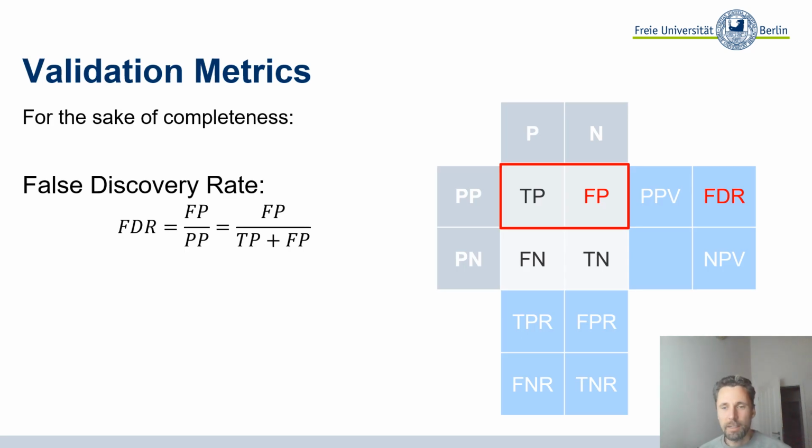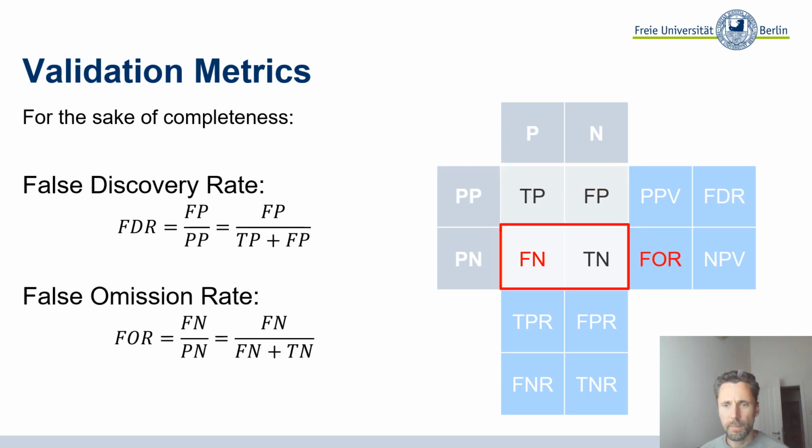And for the sake of completeness, there are two more missing metrics. One is called false discovery rate. Again, we only look at the positive predictions and quantify the number of false positives over the sum of all positive predictions. Yeah. And again, we also have something that looks only at the negative predictions and quantifies how many false negatives we have relative to all the negative predictions. Yeah?